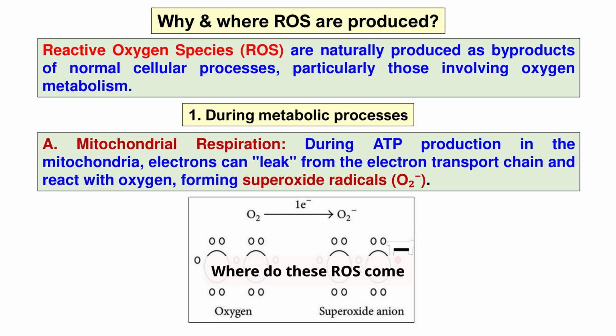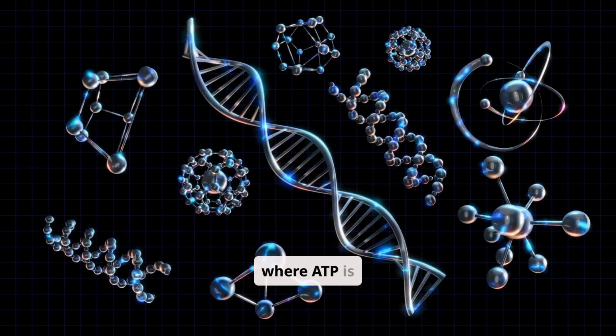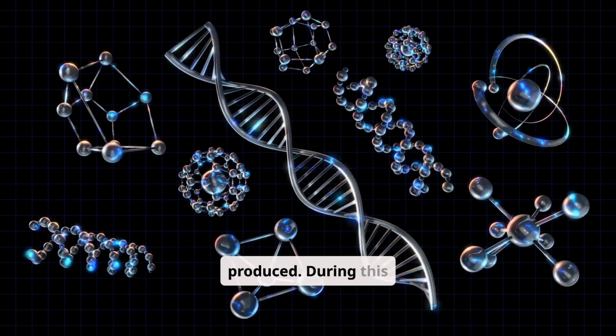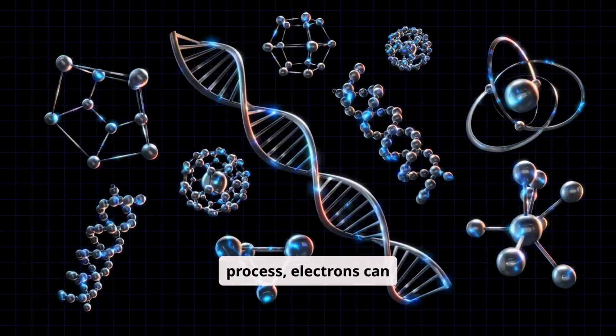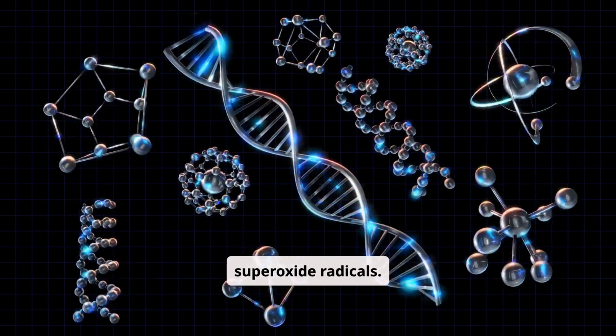Where do these ROS come from? Well, they're naturally produced as byproducts of normal cellular processes, especially during oxygen metabolism. A major source is the mitochondria, where ATP is produced. During this process, electrons can leak and react with oxygen, forming superoxide radicals.